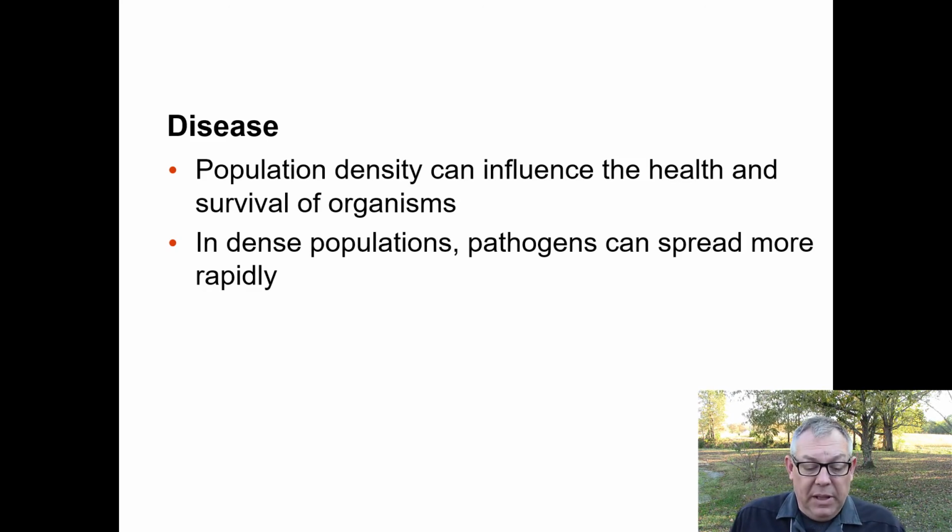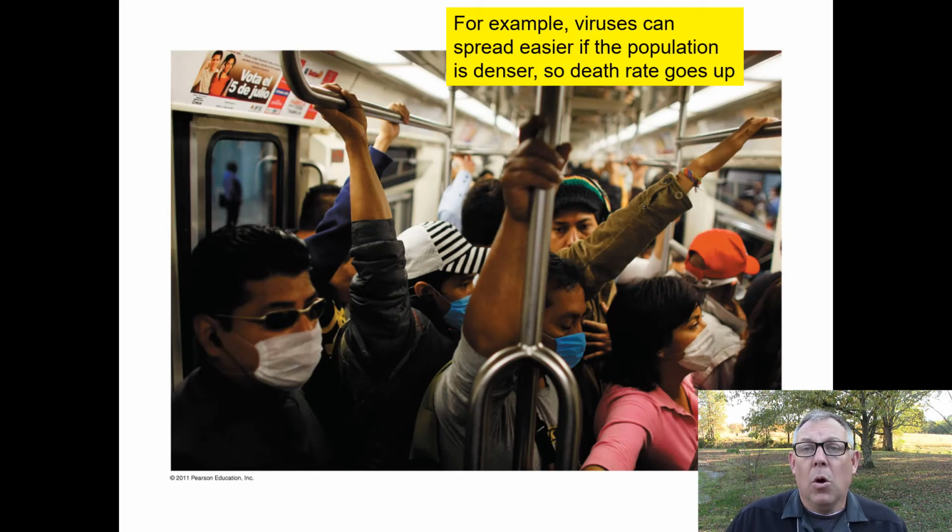The more dense the population, the easier pathogens can spread, and the more influence that has. Of course, this is very germane to us right now. We're right in the middle of the COVID crisis, and the more dense the population, the easier that virus can spread from person to person. The virus spreads by being expelled out of the respiratory tract and making aerosols. If you've got a dense population, it's more likely that those virus particles are going to land on someone else and find a new host.